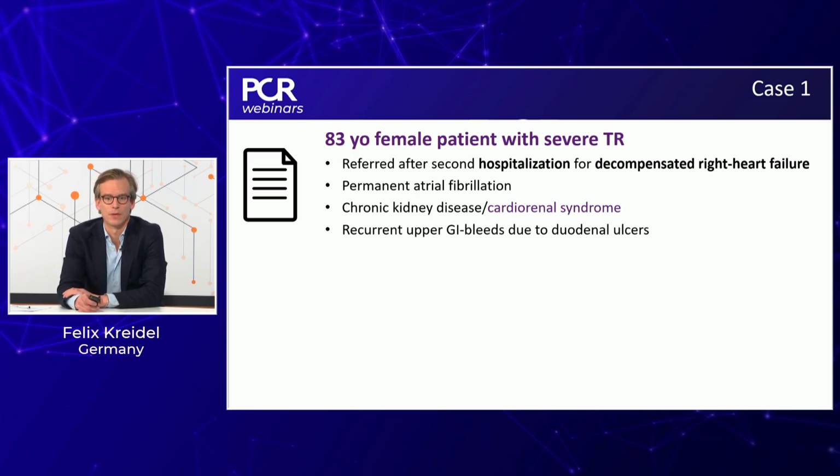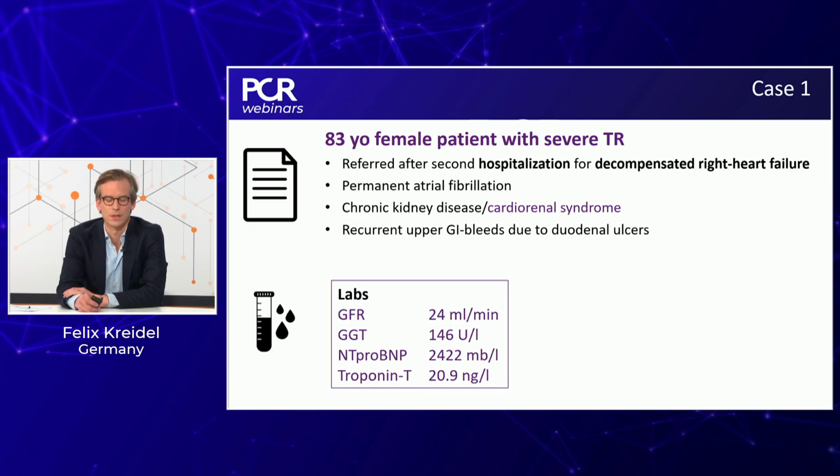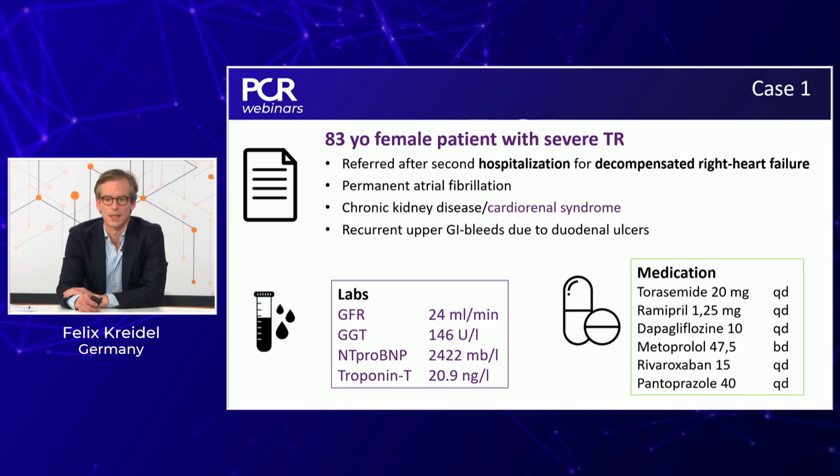She was referred to us after a second hospitalization for decompensated right heart failure, and her past medical history was positive for permanent atrial fibrillation, chronic kidney disease, which we consider to be cardiorenal, and recurrent upper GI bleeds due to duodenal ulcers. These were her lab values, and this is the medication she was on at presentation.